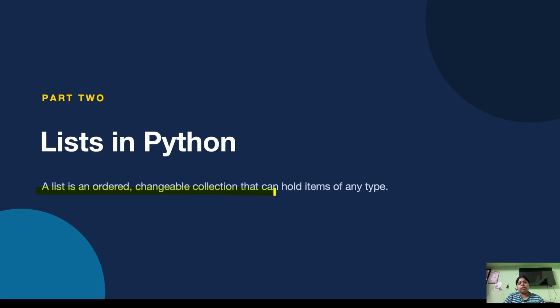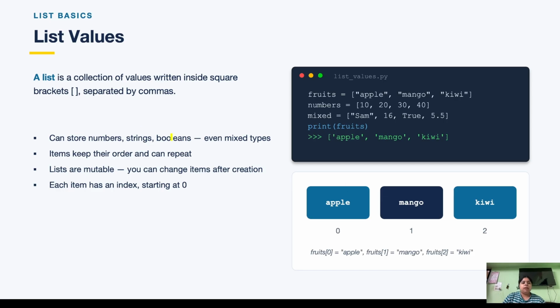A list is an ordered, changeable collection that can hold items of any type. You can put any types of items in that, and it is completely mutable. You can change it. List values: a list is a collection of values written inside square brackets, and separated by commas in this form. It can store numbers, strings, mixed values, and even boolean values.